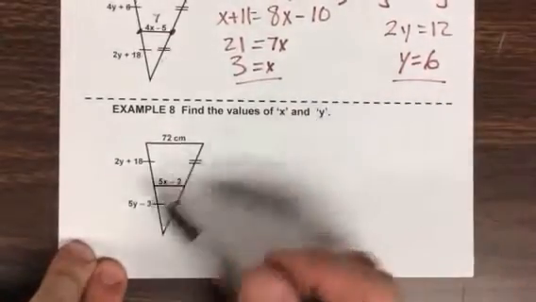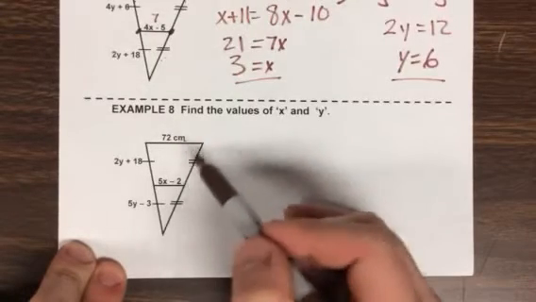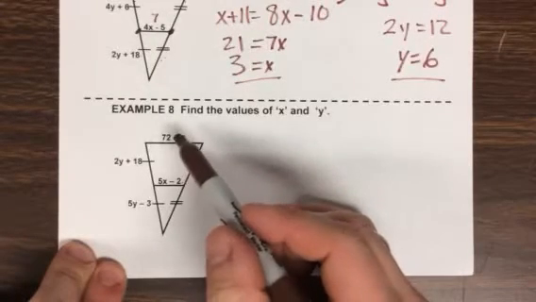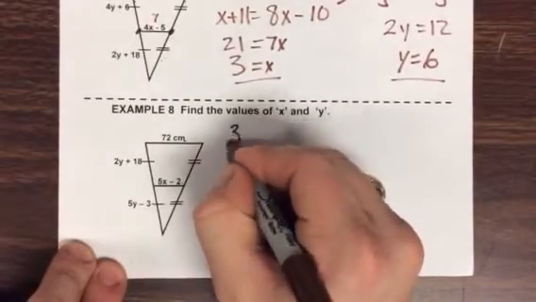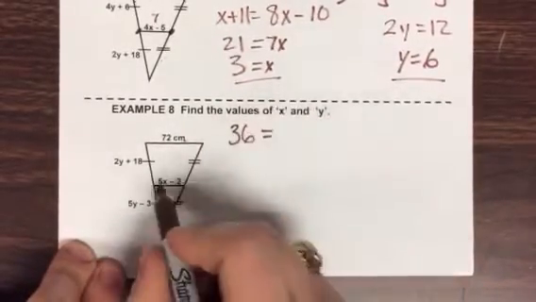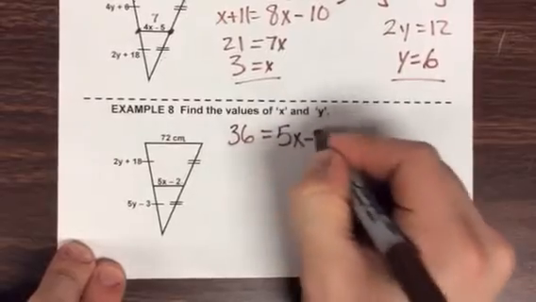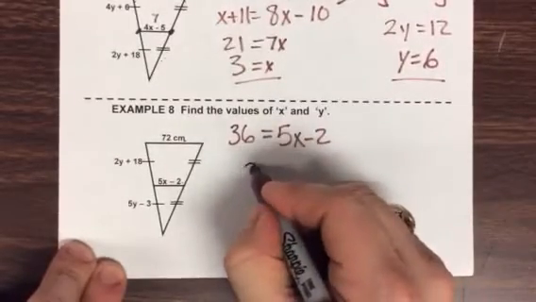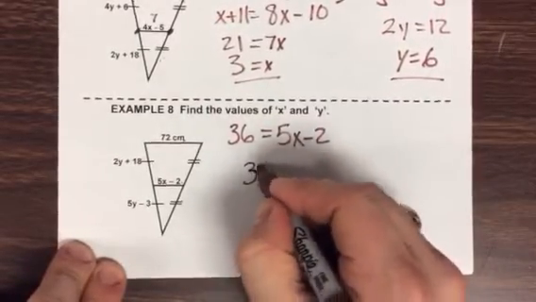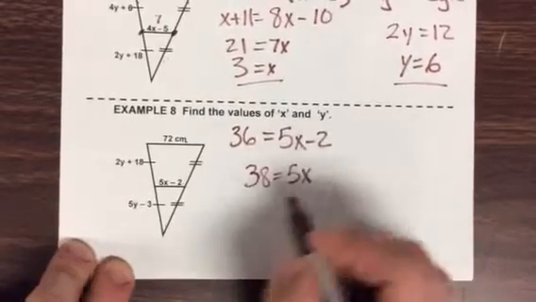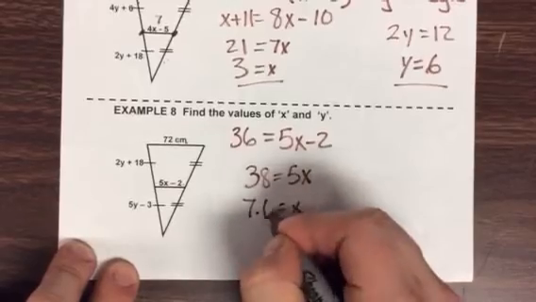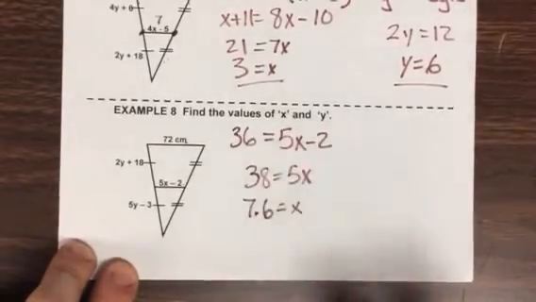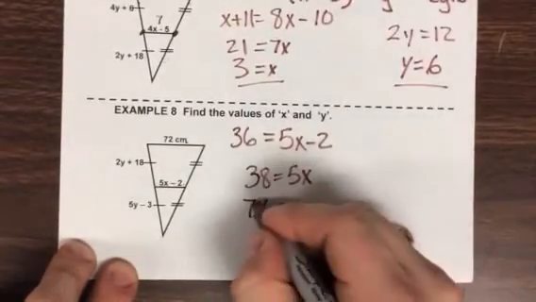So again, this is 2 of this. So as I look at it, if the whole piece is 72, half of it would be 36. So 36 would equal 5x minus 2. Or I could say that 38 equals 5x, or x equals 7.6, or 7 3/5.